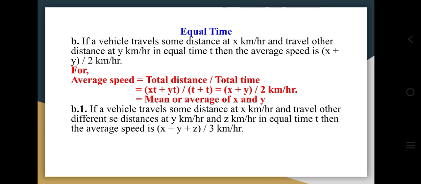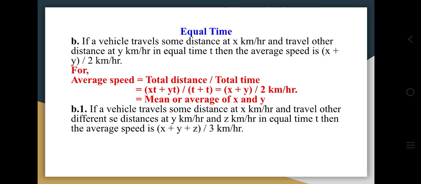Now the second case: if a vehicle travels some distance at x kilometer per hour and another distance at y kilometer per hour in equal time. So here the distances are different, speeds are different, but the time taken is the same. Some distance at x kilometer per hour and another distance at y kilometer per hour in equal time t. Then what is the average speed?